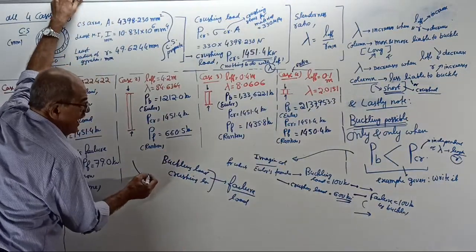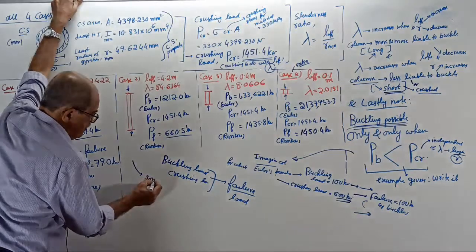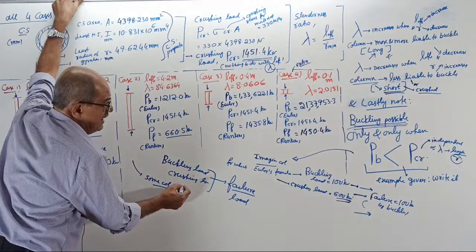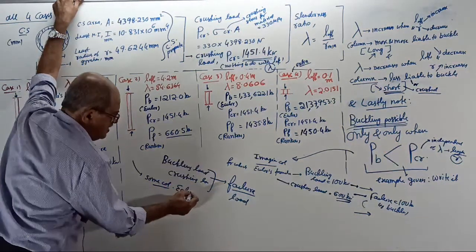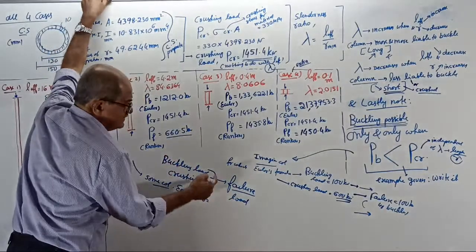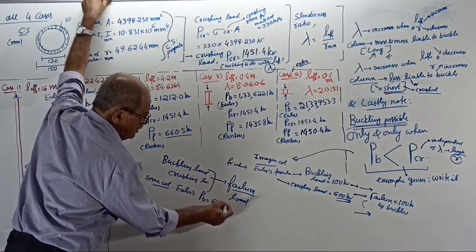Okay, now, the same way, take another example. Imagine for a column, another column, some column. When you apply Euler's buckling load PB, the answer came some other number, 600 kilonewton.